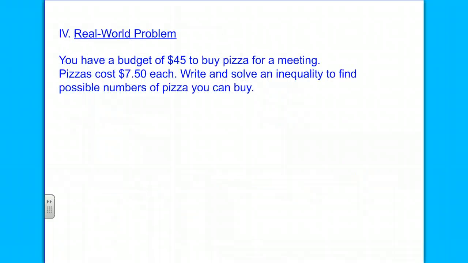Okay, let's try this with a real world problem. We're going to change this into a math inequality statement. You have a budget of $45 to buy pizza for a meeting. Pizzas cost $7.50 each. Write and solve an inequality to find the number of pizzas you can buy.